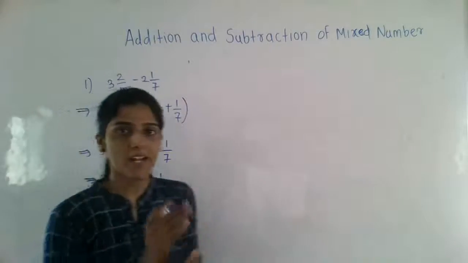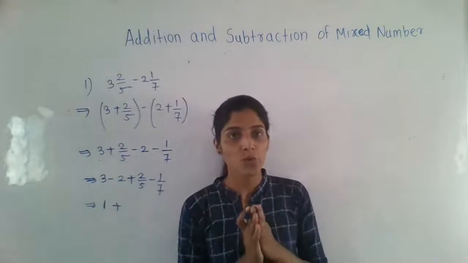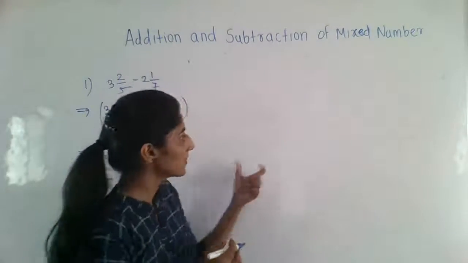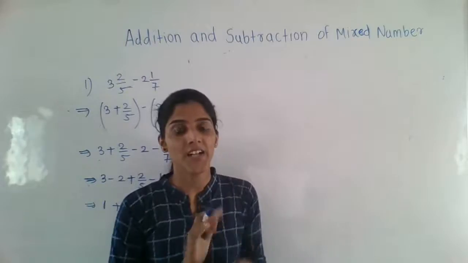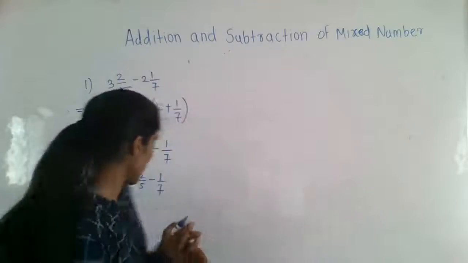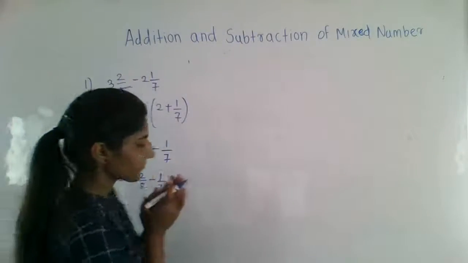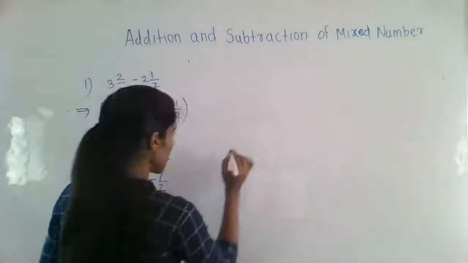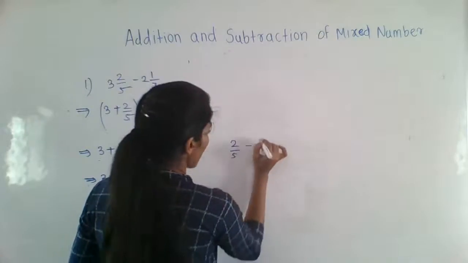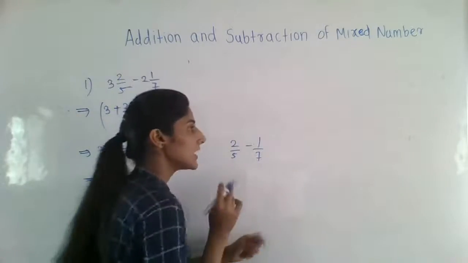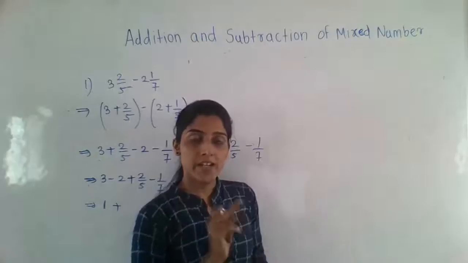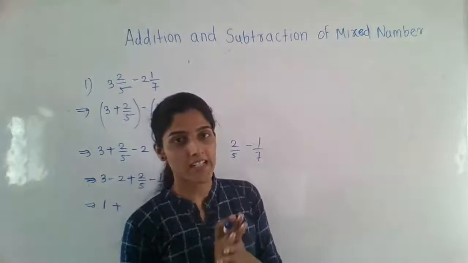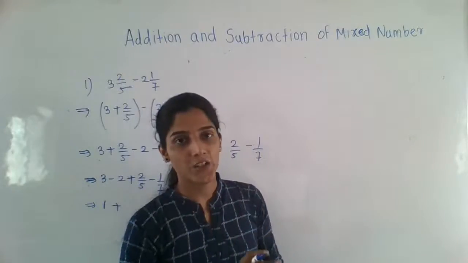Here we have to subtract two fractions, and we know how we can add fractions, that is, cross multiplying and multiplying the denominators and writing them at the denominator position. Here we have to subtract the two fractions by using the same method. You can see here 2 by 5 minus 1 by 7. Addition and subtraction of fractions are done by the same method, that is, cross multiplying or making the denominators equal.